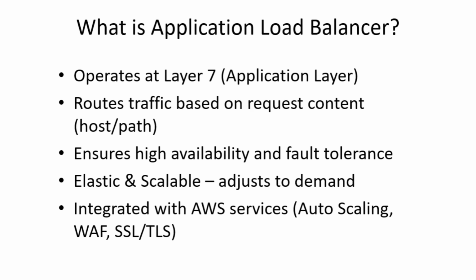So what exactly is an application load balancer in AWS? It operates at layer 7, the application layer of the OSI model, which means it can look directly into the content of each request. This allows it to route traffic intelligently, for example, based on the host name or even the specific path in a URL.